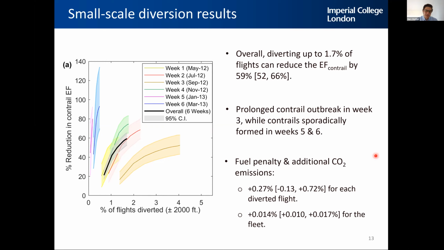It's also important to consider the fuel penalty and additional CO2. For each of these diverted flights, we calculate an average fuel penalty of plus 0.27%. If you average that over all flights that occur, that equates to about a 0.014% increase in fuel consumption. So a really small increase in fuel consumption. That's for two reasons. One, because we're only changing the altitude of a small number of flights, but also because we're making very small altitude changes.